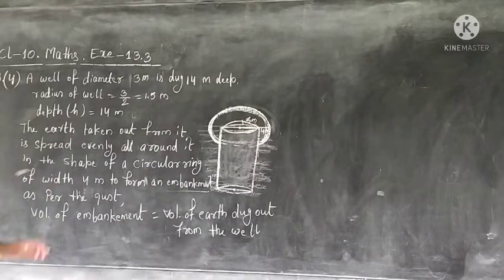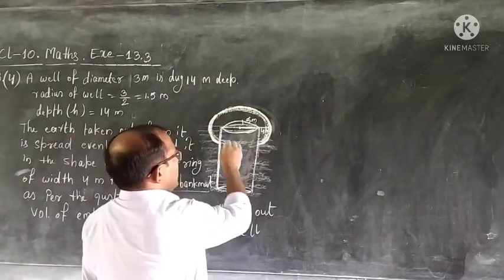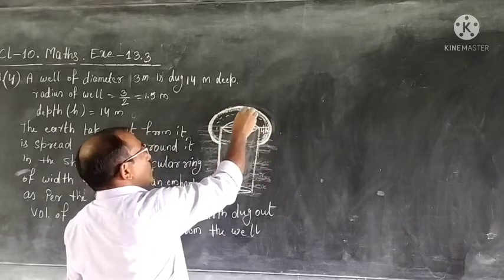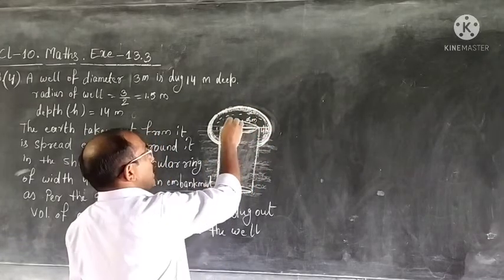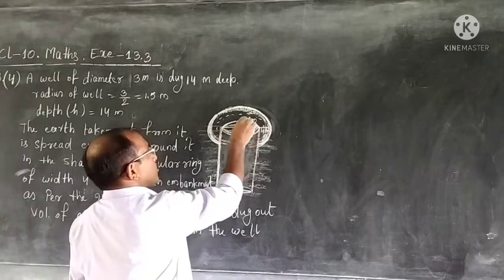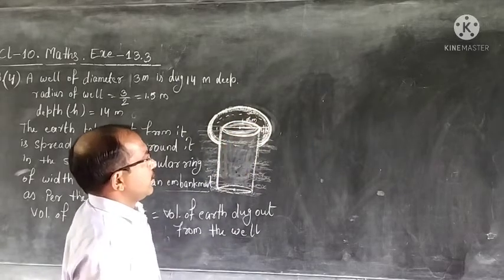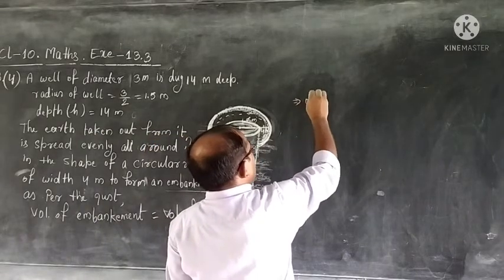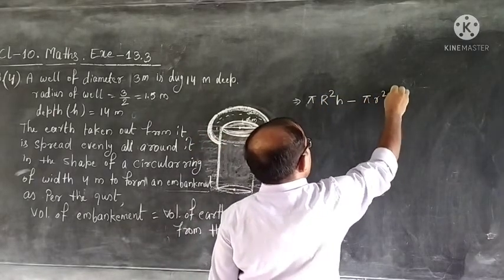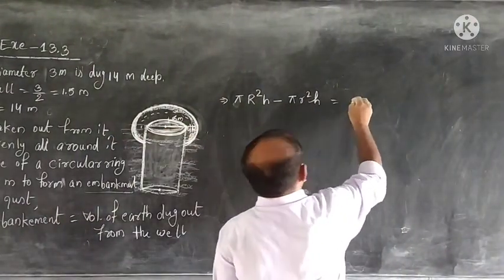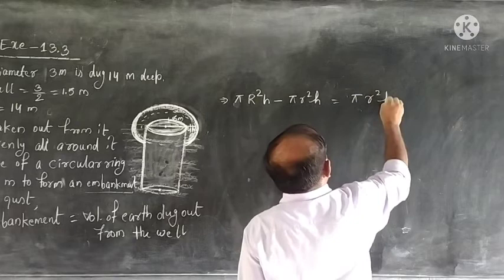Now, we will discuss how we will find out the volume of embankment. This will be a cylindrical portion, that means mud is here in between. So, volume of outer portion of the cylindrical part minus volume of inner portion, this portion. So, we can say outer volume minus inner volume, remember it. So, volume of embankment will be pi R square h minus pi r square h, which is equal to volume of well or volume of earth dug out from the well, that also will be pi r square h.